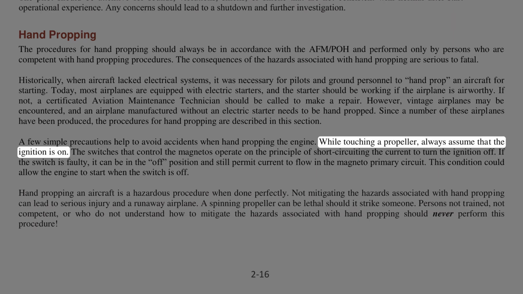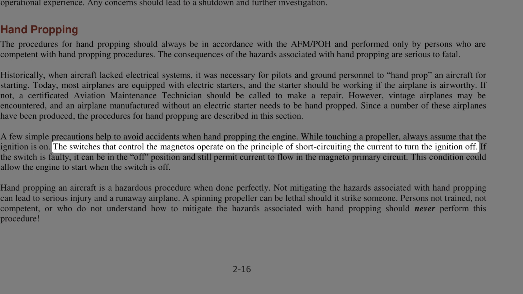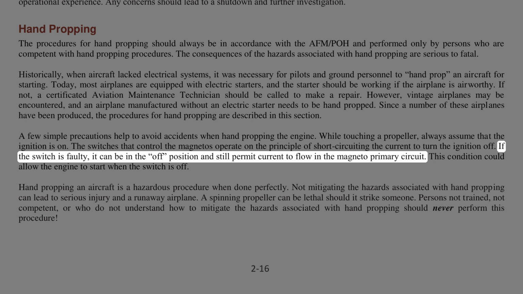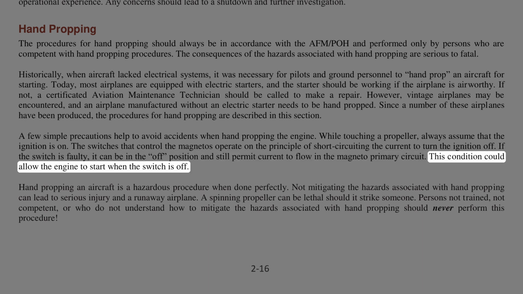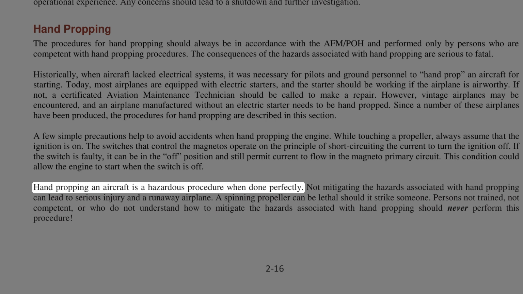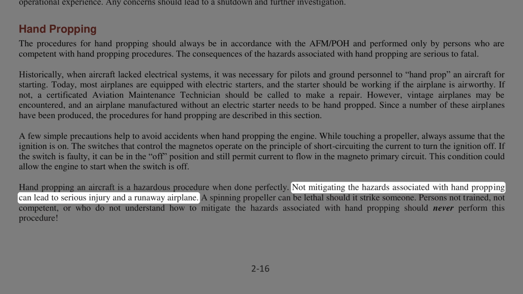While touching a propeller, always assume that the ignition is on. The switches that control the magnetos operate on the principle of short-circuiting the current to turn the ignition off. If the switch is faulty, it can be in the off position and still permit current to flow in the magneto primary circuit. This condition could allow the engine to start when the switch is off. Hand-propping an aircraft is a hazardous procedure when done perfectly. Not mitigating the hazards associated with hand-propping can lead to serious injury and a runaway airplane.